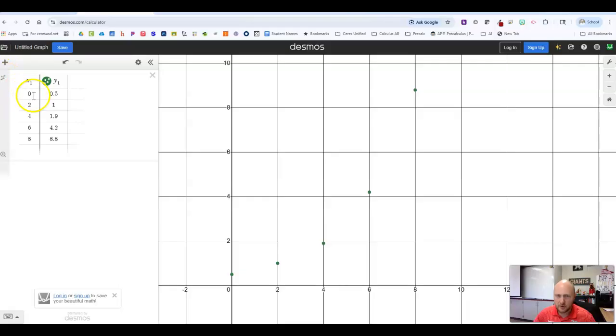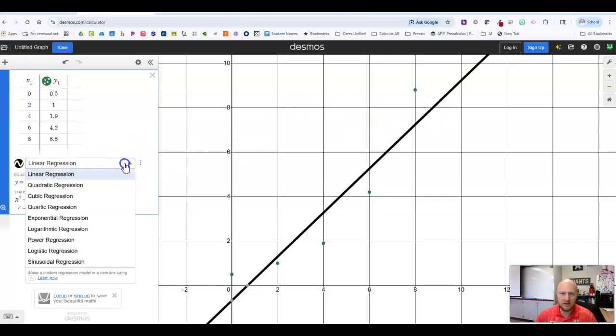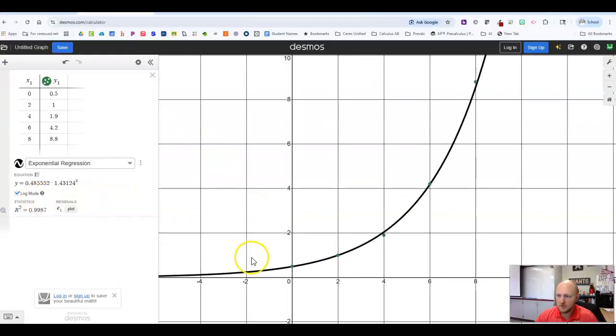And if I want to create a regression, all I do is click this icon, that little line with the 3 dots up here in this corner, and it says, hey, here's a linear regression. Well, I don't want linear, I want exponential. I want exponential regression. There we go. Okay, and if you get this option for log mode, always go ahead and turn that on. You want that on. And there we go. So there is our model.